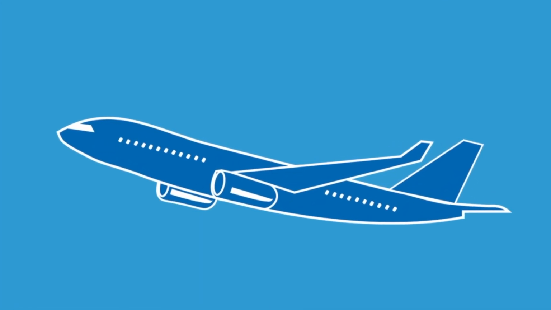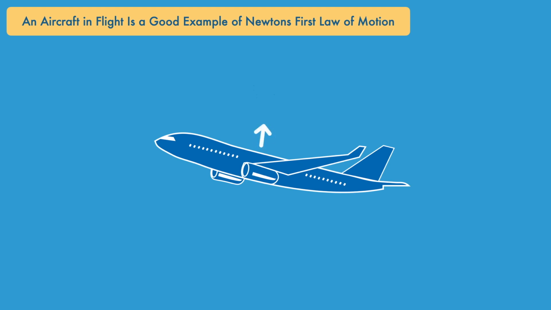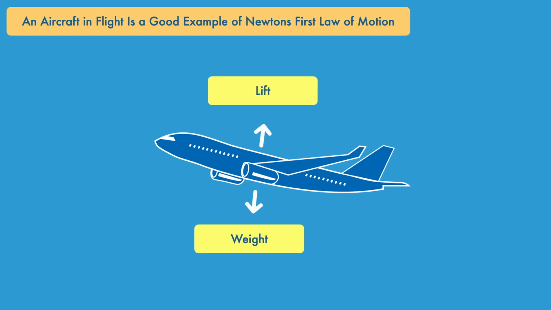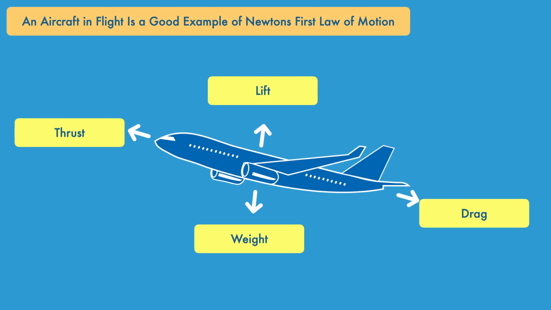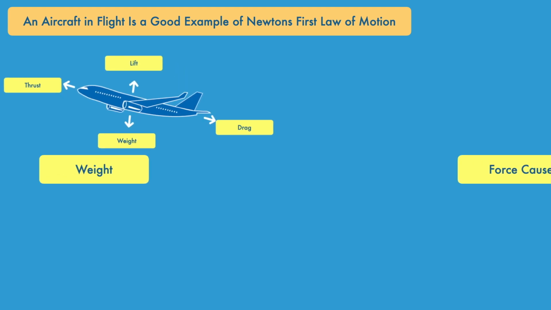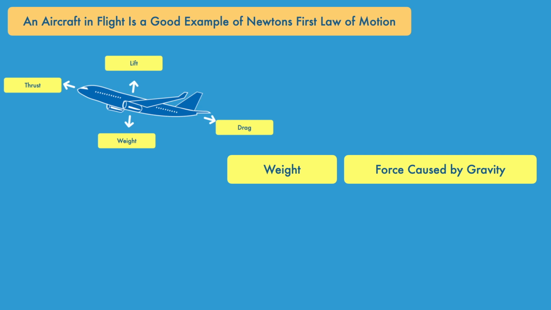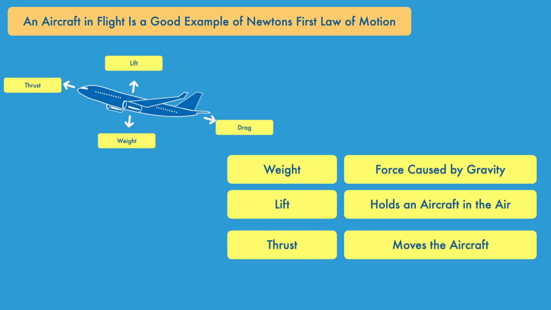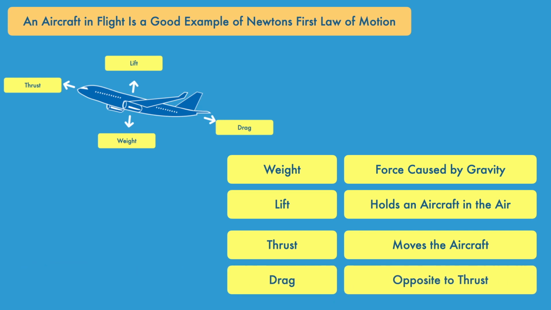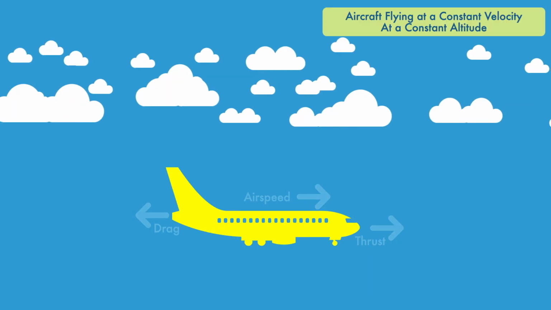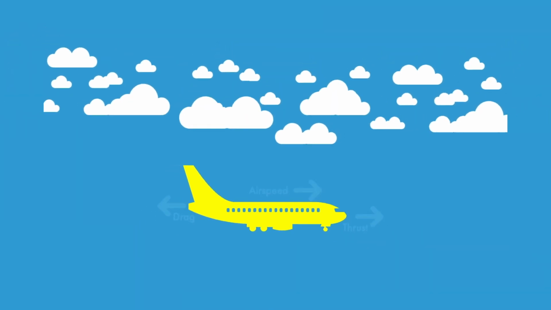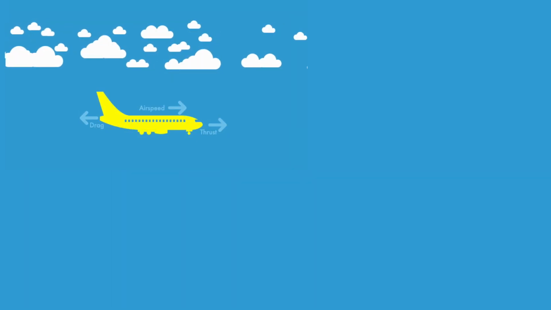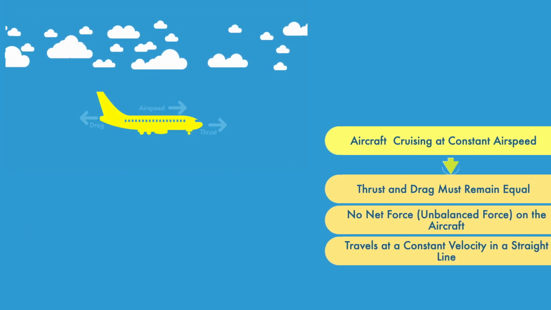An aircraft in flight is a good example of Newton's first law of motion. 4 major forces are acting on an aircraft: lift, weight, thrust, and drag. Weight is the force caused by gravity. Lift is the force that holds an aircraft in the air. Thrust is a force that moves an aircraft in the direction of the motion. Drag is the force that acts opposite to the direction of the motion. When flying at a constant airspeed, the thrust of the aircraft perfectly balances the drag. This indicates the first part of Newton's first law.